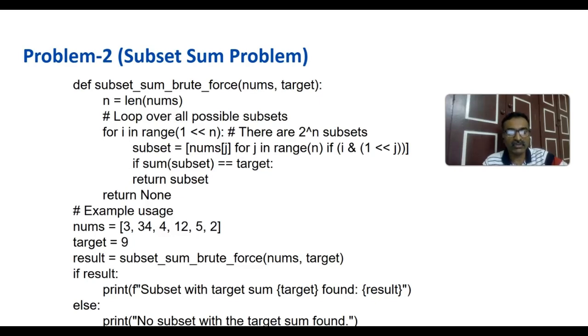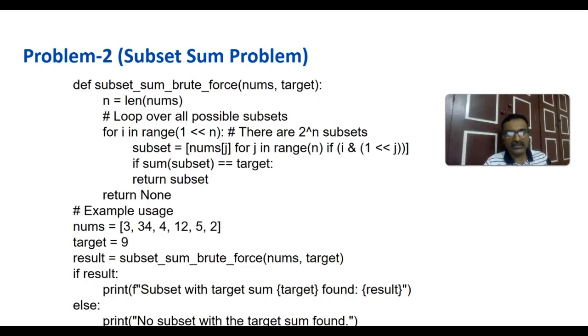Then there will be 2 raised to n subsets. So we find all the subsets. For that we are using for i in range 1 left shift n, we are finding the various subsets. We have written the code for that, and then we are checking if the sum of the subset is equal to the target. If it is equal, we will return the subset, and then we will check all the subsets. If none is found, we will return None. So this is our code.